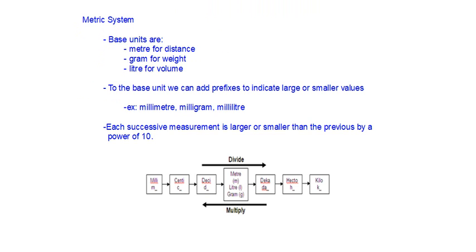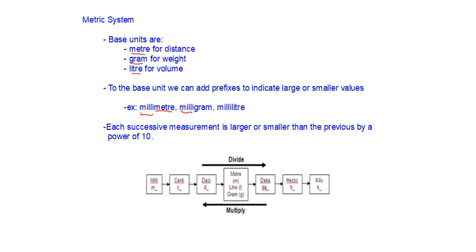So in the metric system, there are some base units. The base units would be the meter for distance, the gram for weight, and liters for volume. To each of those base units, we can add a prefix, a little part that goes at the beginning of the word to indicate larger or smaller values. So here's an example. Here's the word meter, and we use the prefix milli to indicate that this is smaller than a meter. It's a thousandth of a meter. That's the word I was looking for.